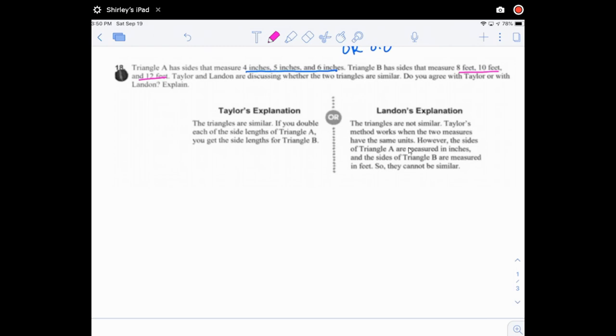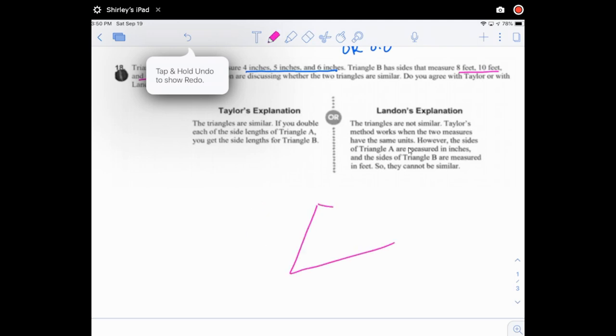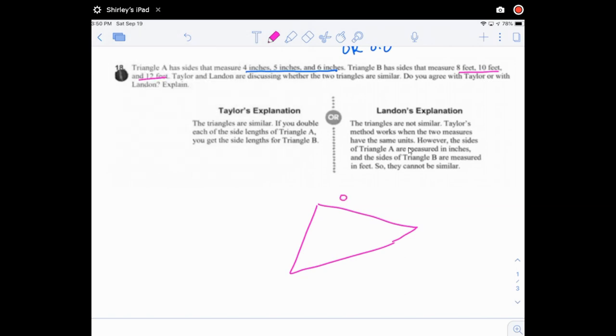So I'm going to draw my bigger triangle. Oops, don't know why that curved. Okay, so I'm going to have 8 feet, 10 feet, and 12 feet. And then in my smaller triangle, I'm going to go ahead and draw that in. I'm going to make sure I match up my sides. So I want my smaller sides to be in the same place. So I'm going to put 4 inches here to match my 8. And then my next biggest side is 10 or 5. And then I have 6. So you want to make sure you're going in the same order.